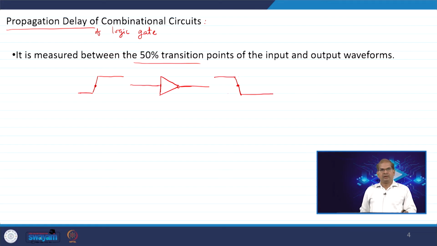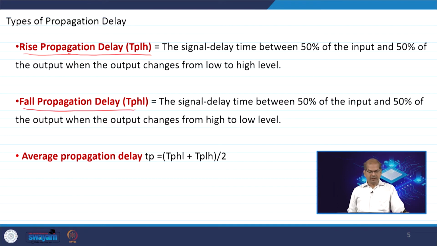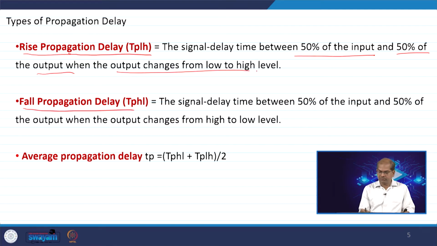There are two types of propagation delay, one is called the rise propagation delay and the other is called the fall propagation delay. The rise propagation delay is defined between 50% of the input to 50% of the output when the output is changing from low to high. It is defined with respect to the output. Whether the input is rising or falling does not matter, but your output should rise. Then it is called the rise propagation delay.